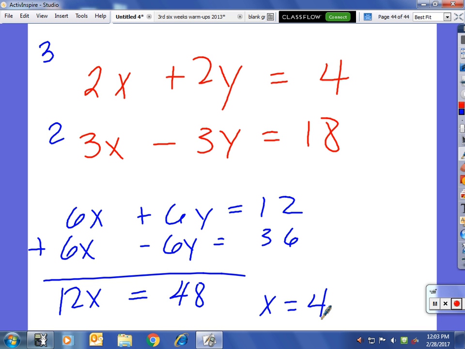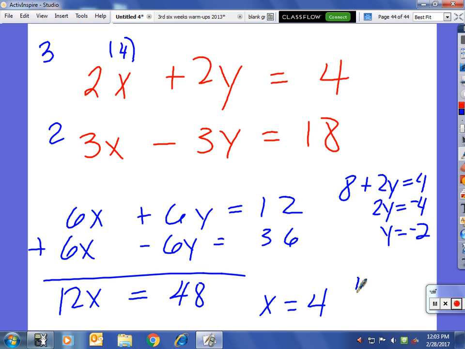Is that what y'all got? What do we get for y then? 2 or negative 2? Negative 2? All right, let me just double check you. I'm going to put it into the top equation. I'm going to put a 4 in here. That gives me 8 plus 2y equals 4. 2y equals negative 4. Y equals negative 2.